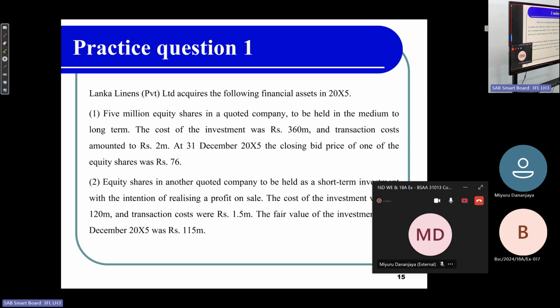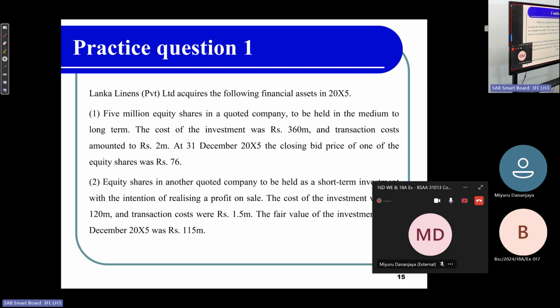Now, initial measurement. Initial measurement at fair value. Then we will do that. Receipt, investment account debit, cash credit. Transaction cost, investment accounts don't capitalize it.